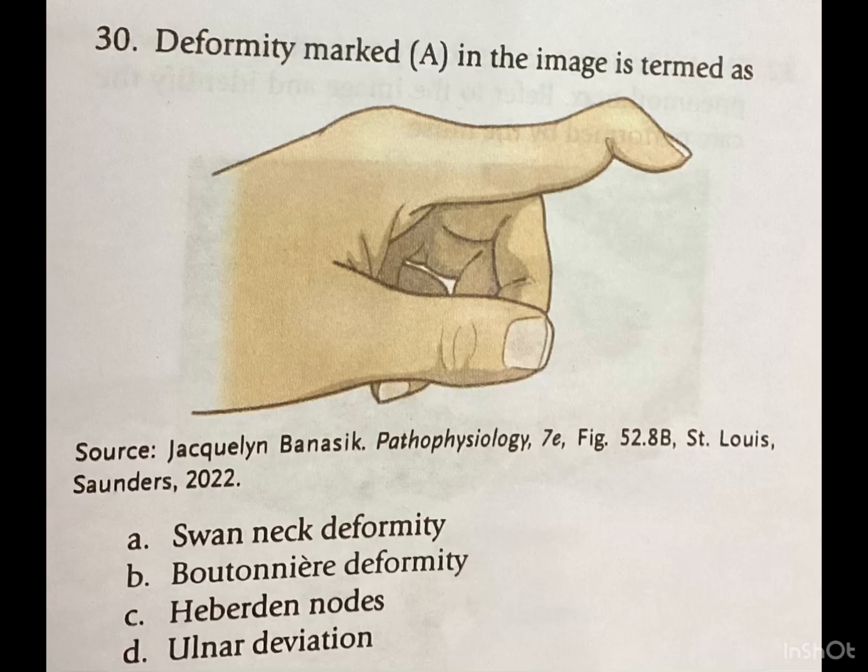Deformity marked in the image is termed as A, swan neck deformity, option B, boutonniere deformity, option C, Heberden nodes, or D, ulnar deviation. Yes, the correct answer is option A, swan neck deformity. Now moving to the next question, question number 31.